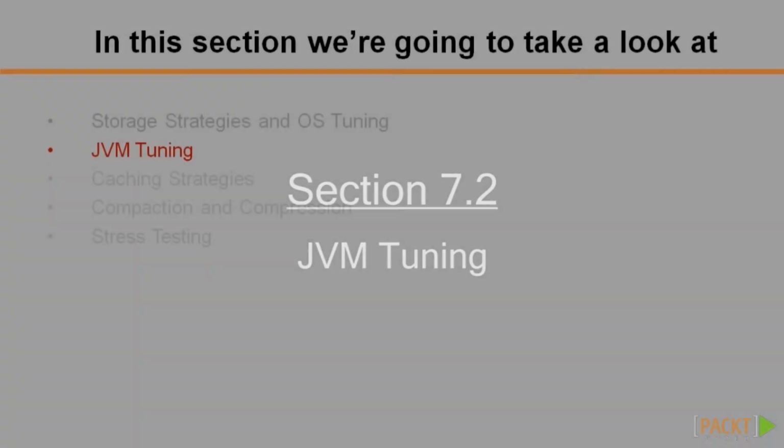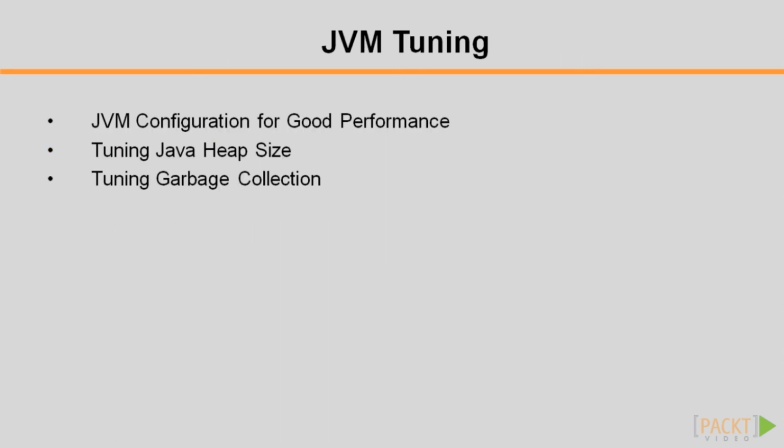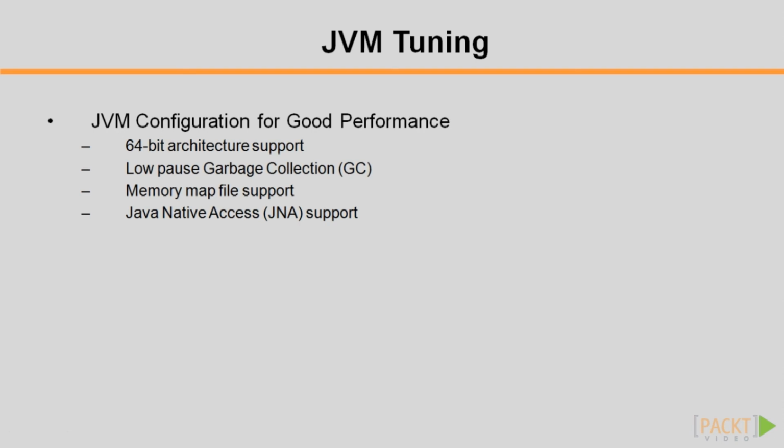In this video, I'm going to introduce how to tune Java resources to achieve higher performance and responsiveness. I'll recommend JVM configuration for good performance, and the important things about tuning the Java heap and garbage collection. A good JVM should support 64-bit architecture, low-pause garbage collection, memory-mapped file, and Java native access, respectively.